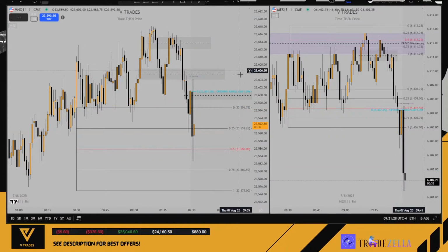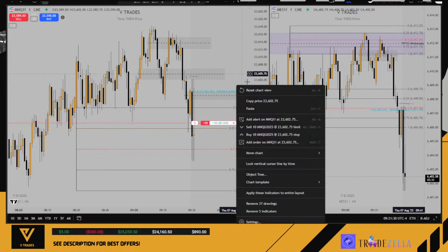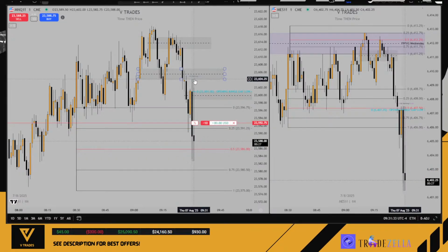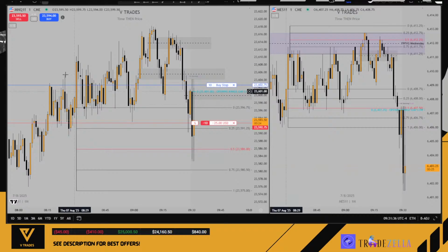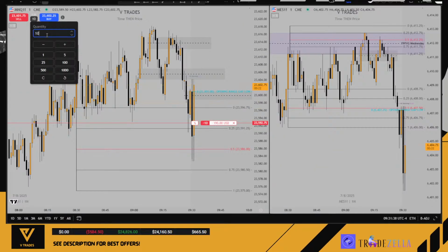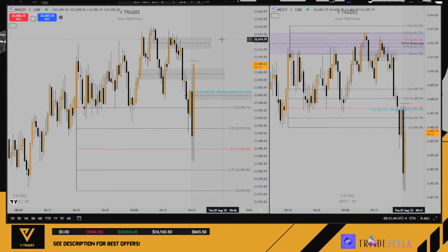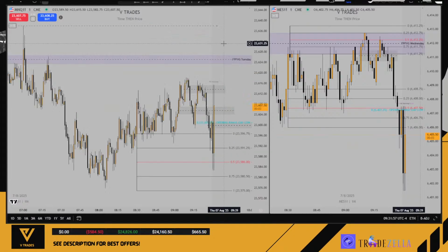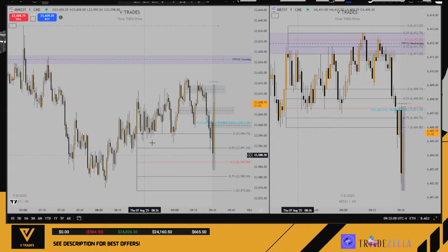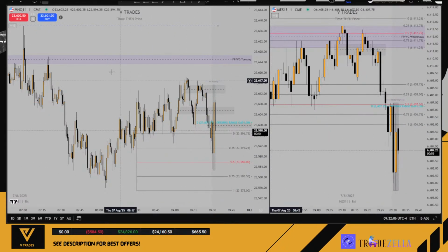I'm taking short here, taking this as my stop, risking $200 here. Instant stop out. Traded to the consequent encroachment and then rallied higher. Yes, respected the consequent encroachment again.